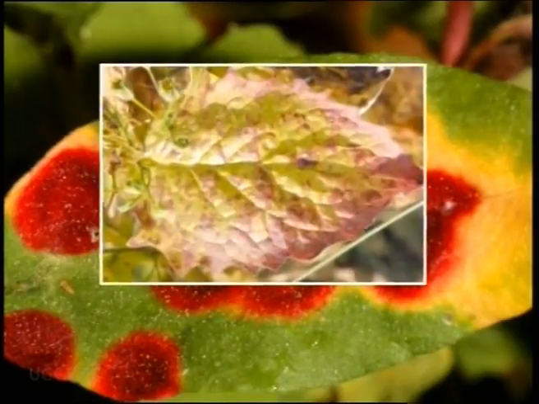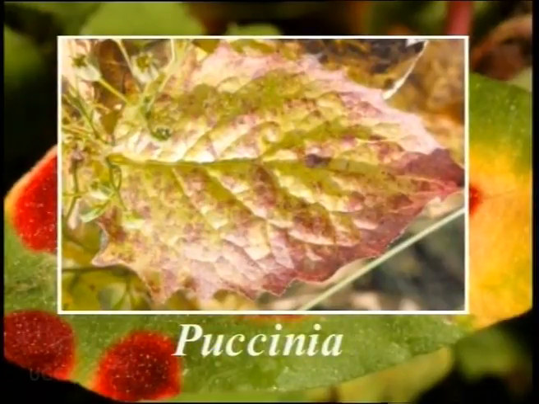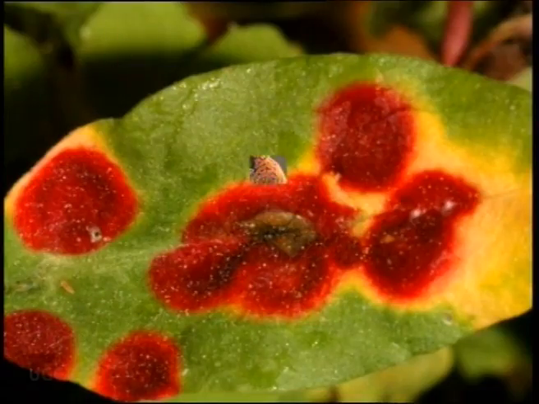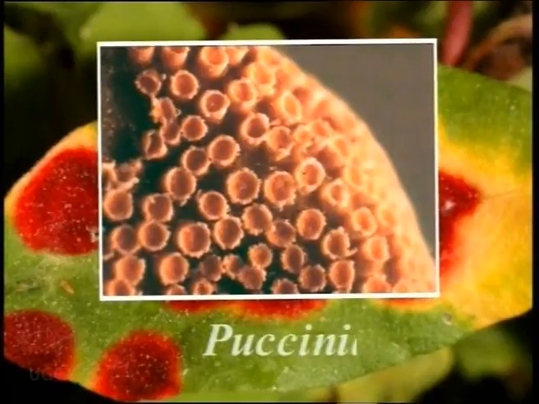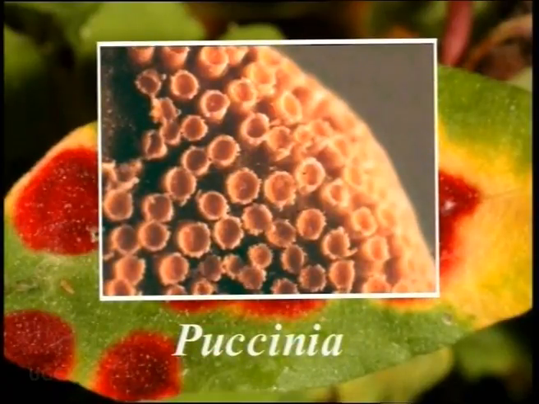Puccinia is the largest genus of order Uredinales, which causes rust disease of man's economic plants such as wheat, barley, oats, and so on. It is called rust because of the reddish-brown color of the spores that are found chiefly upon the surface of the host leaves and stems.